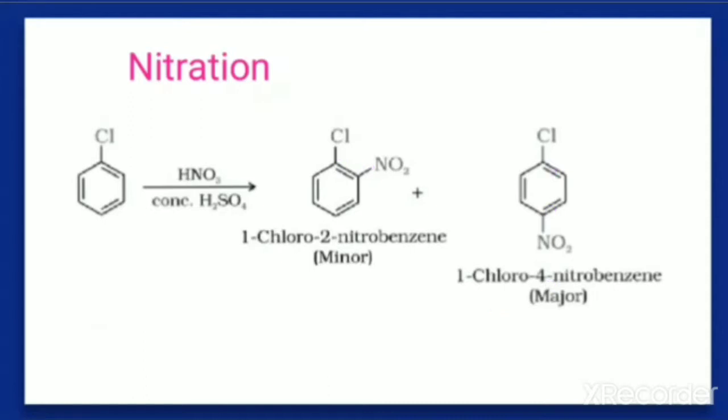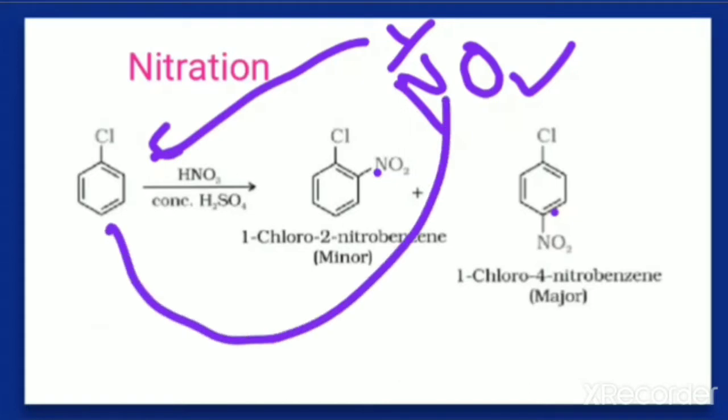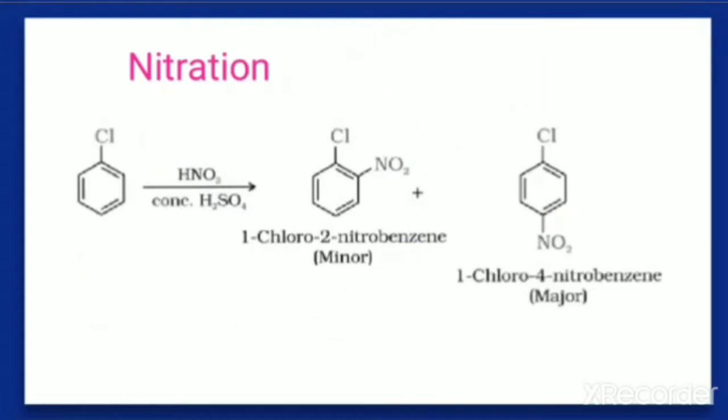In one product, the nitro group is at the ortho position and in the second product, the nitro group is at the para position. Therefore, we can say that the electrophile, that is NO2 plus, is attacking on the ortho position and also on the para position. So, because of this, the two products are formed here, that is 1-chloro-2-nitrobenzene. The other one is 1-chloro-4-nitrobenzene.